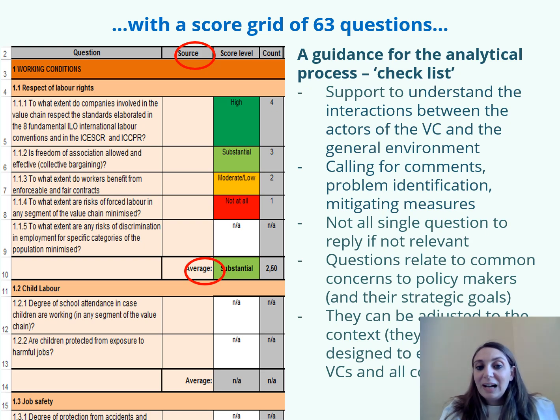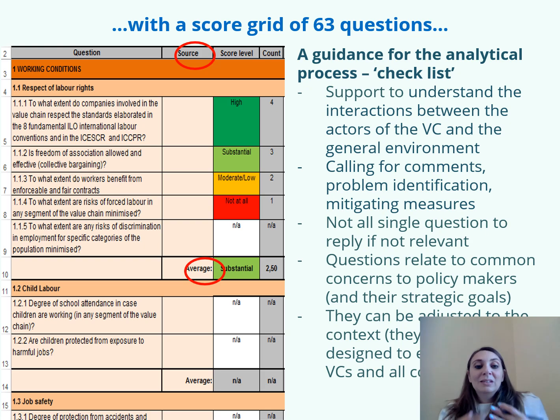The social profile is not there to limit you, but to support you. It is a sort of checklist of the topics that can be important for policymakers to be informed on, so that they can take action if relevant. So this means that a question may be formulated in a way that is not completely applicable to your value chain. This is not a problem.